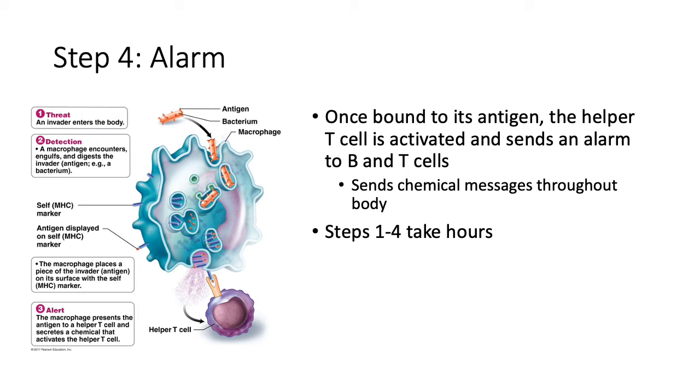So once the helper T cell has physically attached to the antigen that's being presented by the macrophage, that's when it becomes what we can call activated, and it's going to send the alarm to the B cells and the T cells. Basically what it does is release chemical signals that I'll just draw as circles and little dots. And those chemical signals will diffuse throughout the body until the B cells and the T cells are activated. And this can take a bit.